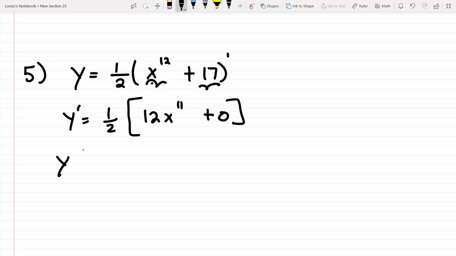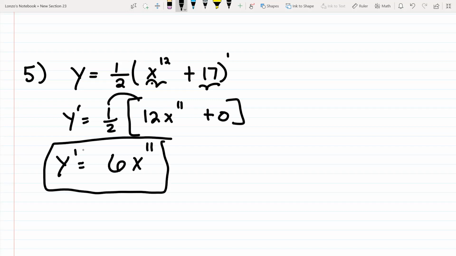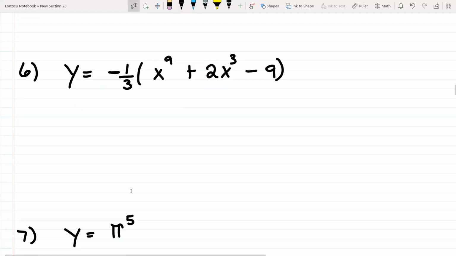So it's going to be y prime, and then distribute the 1/2. 12 times 1/2 is 6x to the 11th. And then 1/2 times 0 is 0. So this is your final answer. Okay, let's move on to 6.